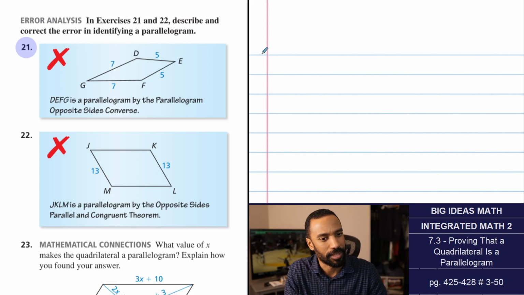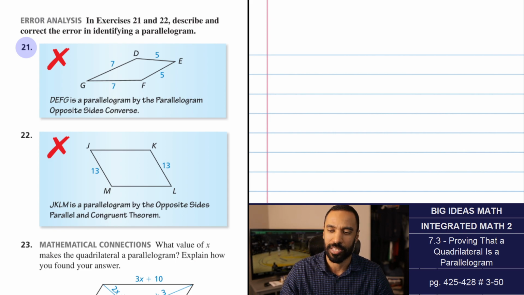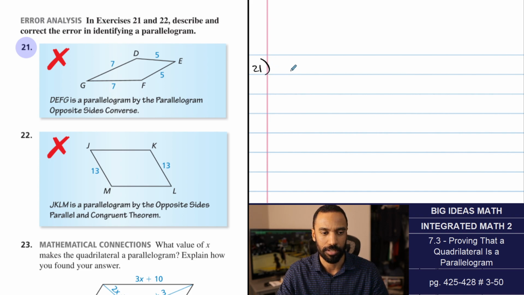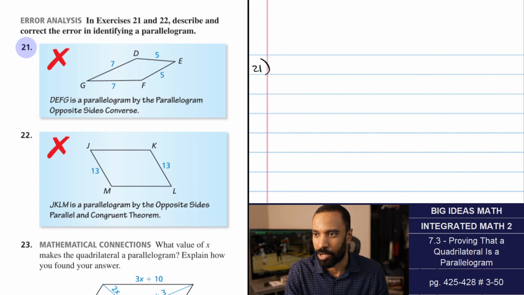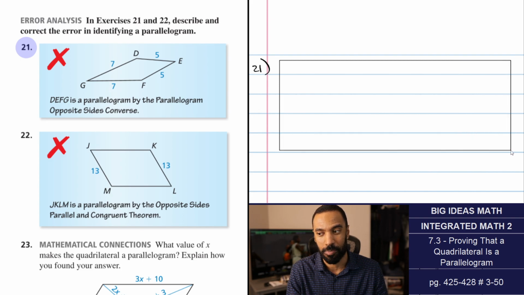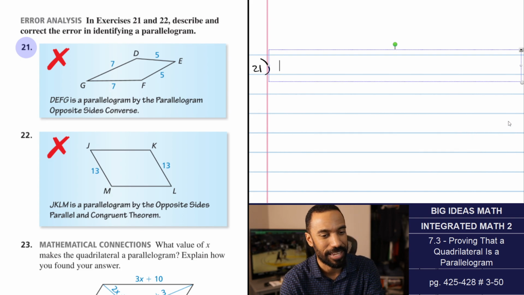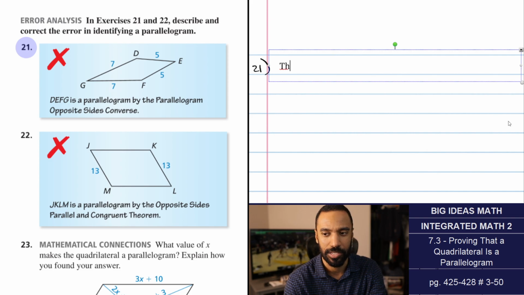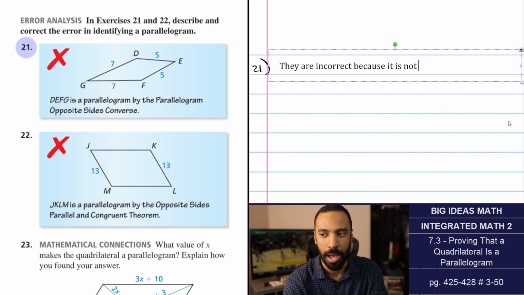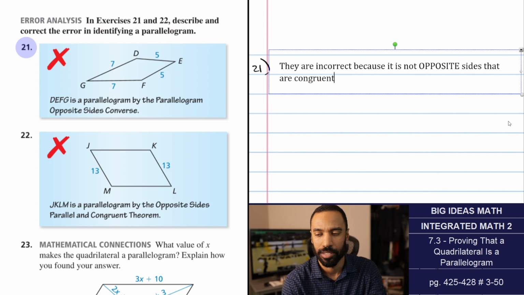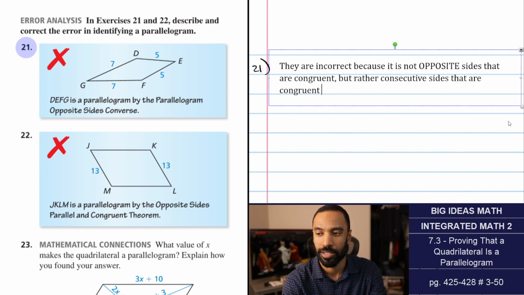I see where they're at with this. Take a look at that diagram. They say it's a parallelogram by the parallelogram opposite sides converse. See, they always say correct it. There's no way for me to show it's a parallelogram because it's not. This is known as a kite. However, they are incorrect because it is not opposite sides that are congruent, but rather consecutive sides that are congruent, like a kite.